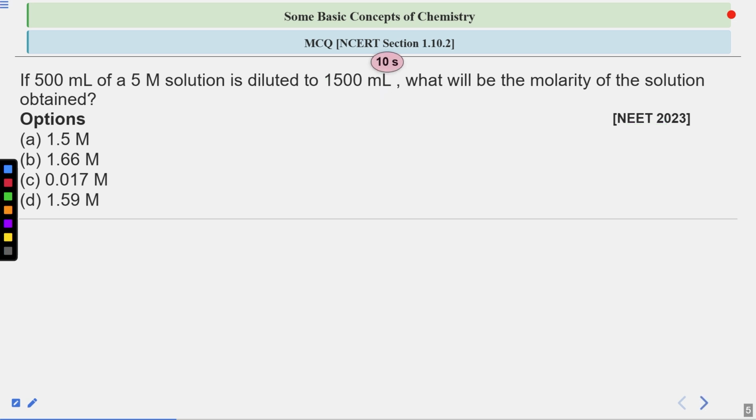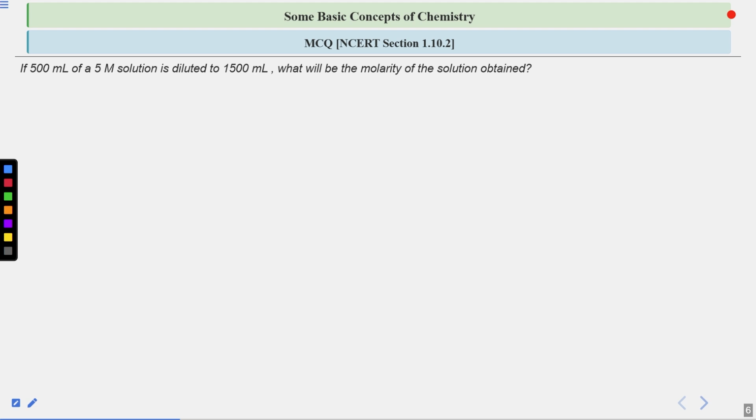In this question, you just have to use the formula M1V1 equals to M2V2. We have already seen that formula in the previous class. Just put all the values and calculate the value of molarity. So let's see what is the correct answer. So we have to calculate the molarity upon the dilution of this 500 ml solution to 1500 ml. The correct answer will be B, which is 1.66 m. Yes, the correct answer will be.